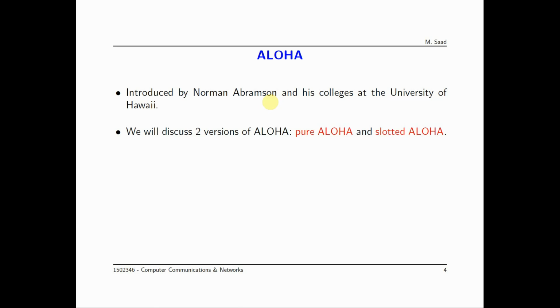What was the motivation? The University of Hawaii exists in the state of Hawaii, which has multiple islands. That university has a main campus in the main island of Hawaii and other campuses on the other islands. So the university wanted to come up with a methodology to exchange packets, to have a wireless network between the different campuses on the islands together with the main campus on the main island. So they developed a technique called Aloha. And as you will notice, it is a multiple access technique.